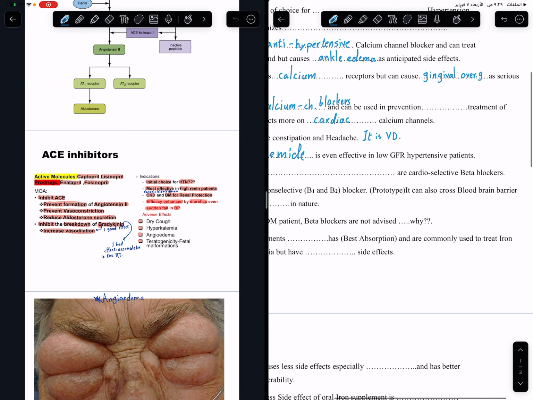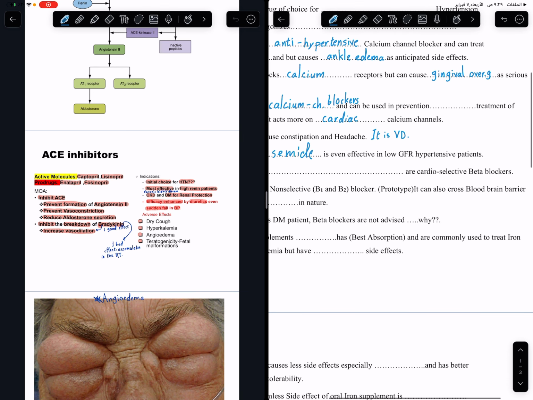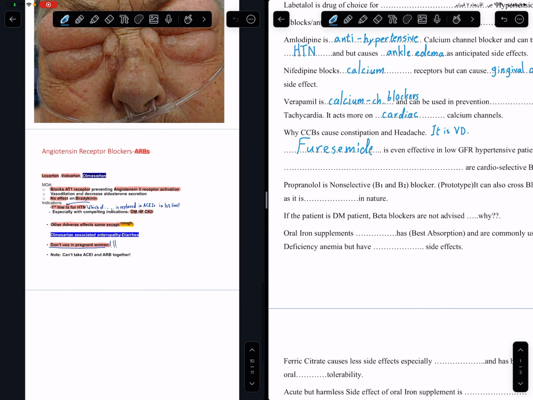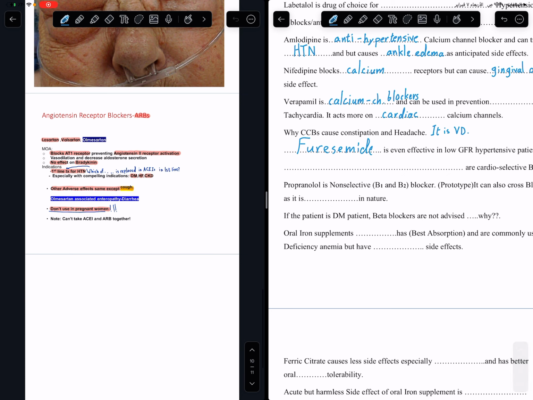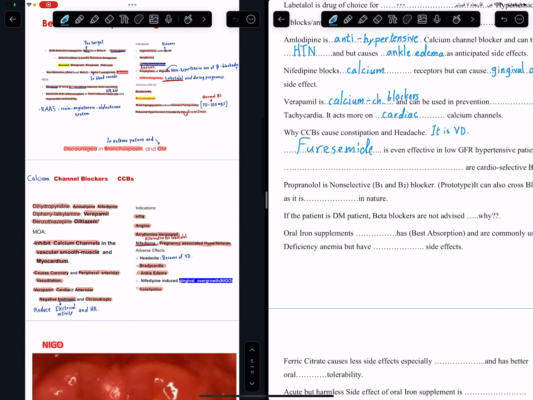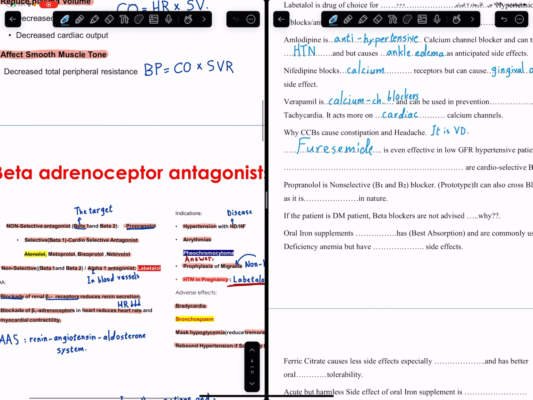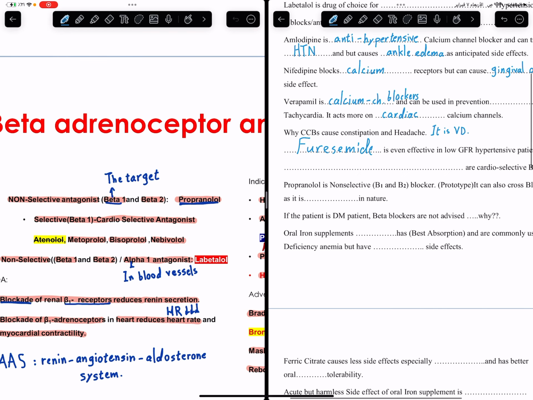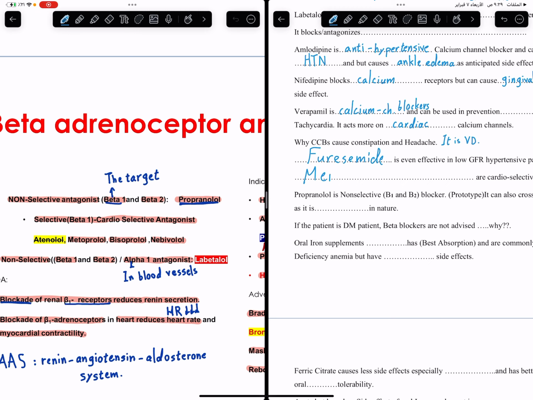What are cardioselective beta blockers? Here you can write 1, 2, 3 examples. Cardioselective beta blocker means it acts on the beta 1 receptor. So which ones act on beta 1 receptors? Metoprolol, bisoprolol, and nebivolol. Propranolol is the non-selective beta 1, beta 2 blocker prototype.